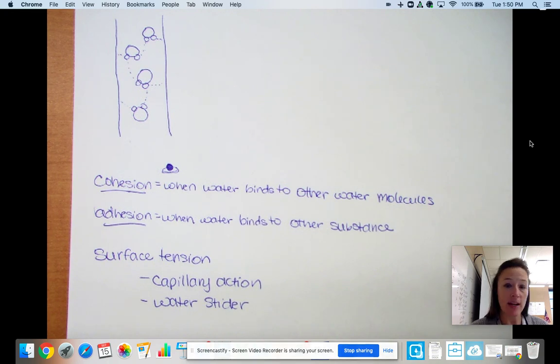So that's cohesion, adhesion, and surface tension. All has to do with water molecules and hydrogen bonding and other intermolecular forces, but mainly hydrogen bonding. And it has really important implications for living creatures, everything from plants to humans.